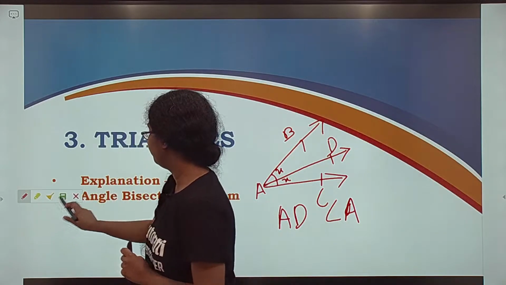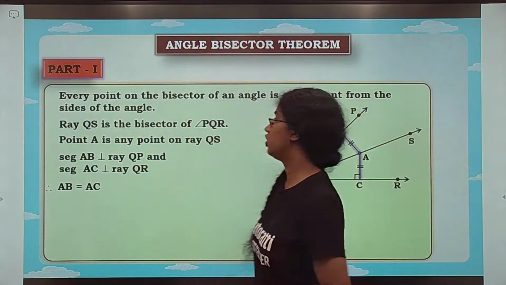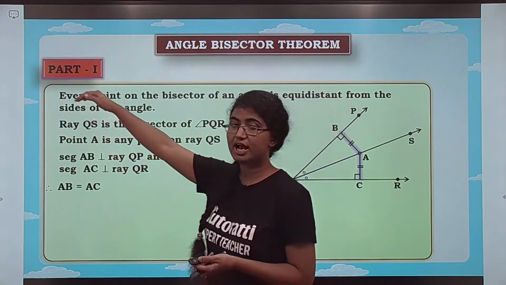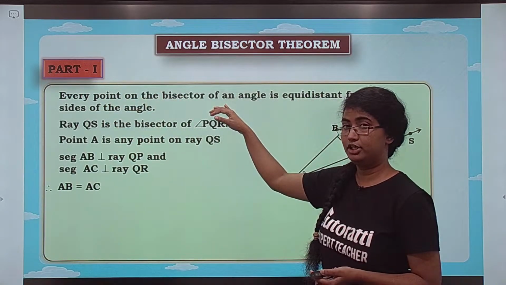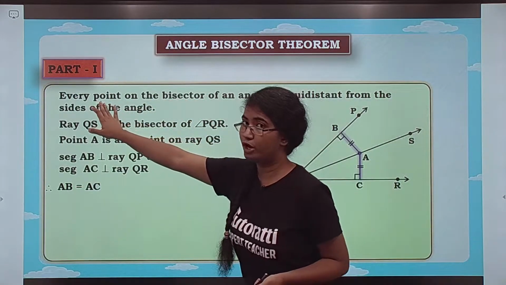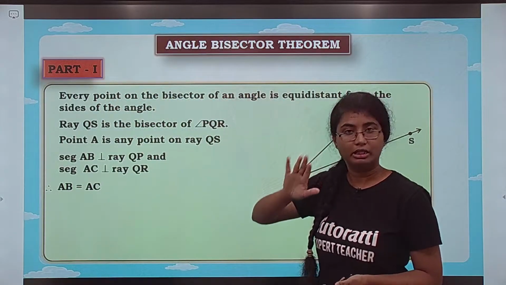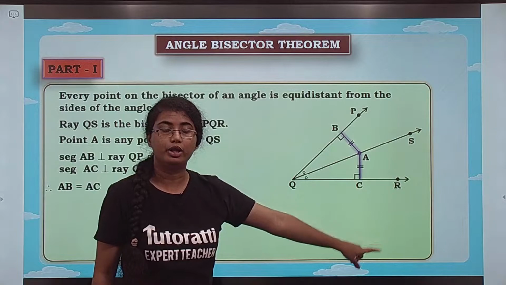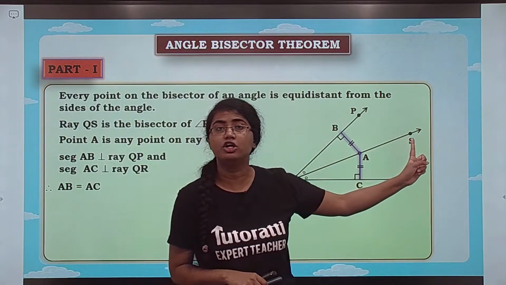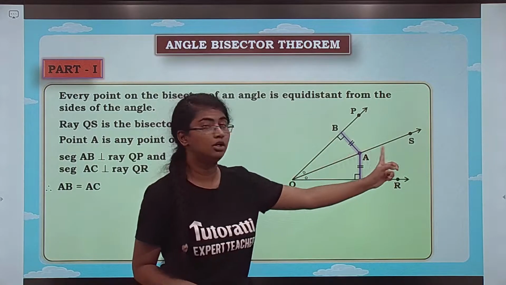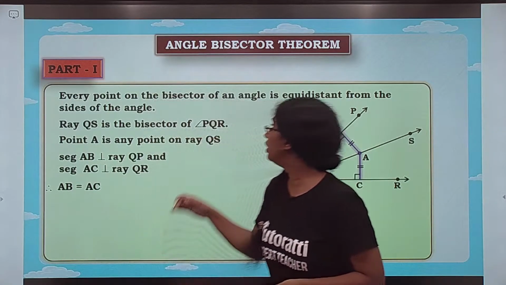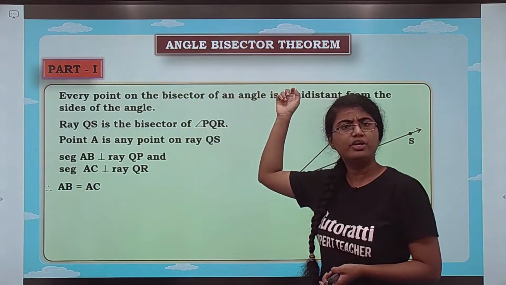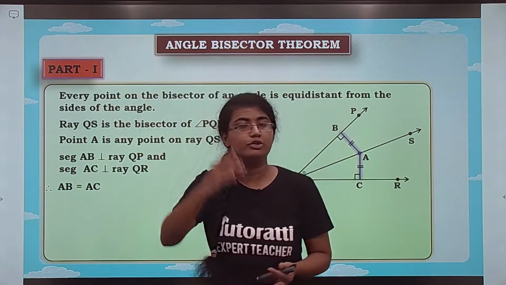ठीक है? Alright. Now let's talk about this theorem. So again, divided in two parts. The first part, or the theorem itself, says that every point on the bisector of an angle, मतलब पहले angle है, we have an angle which is PQR, and we also have an angle bisector. So the angle bisector bisects angle Q. Then what happens? Then it is equidistant from the sides of the angle. What is equidistant? Every point. Let's try to understand this.